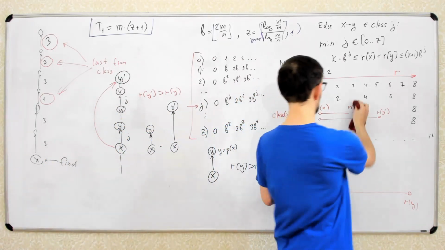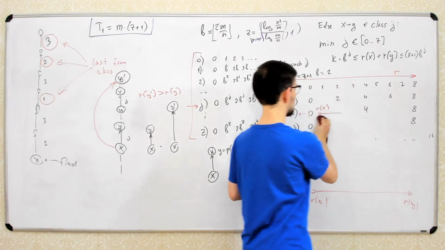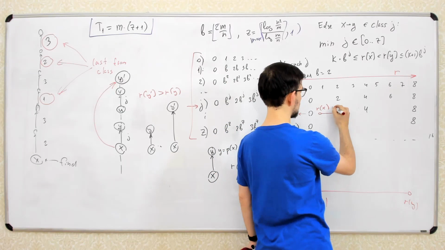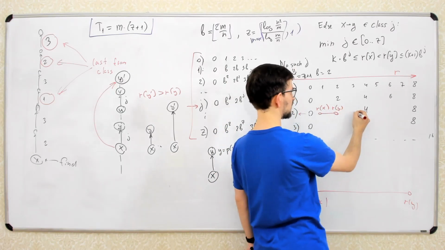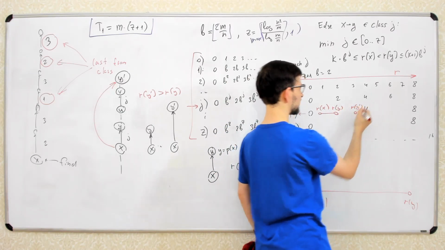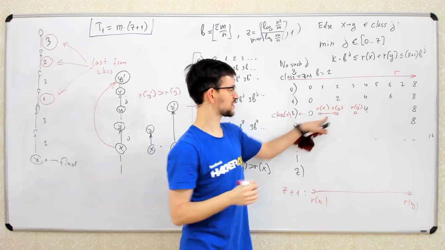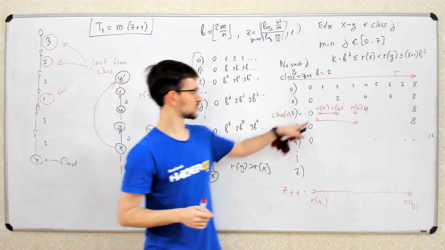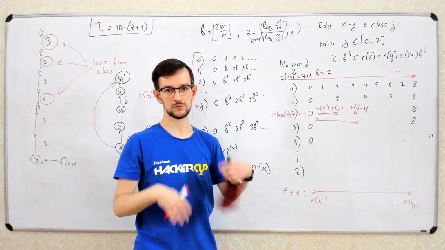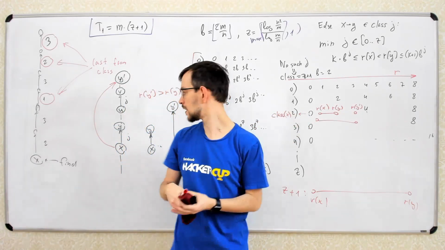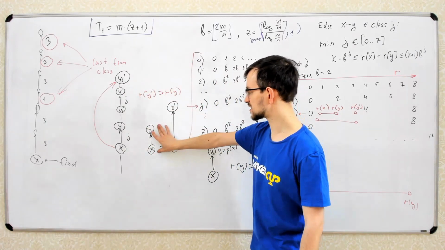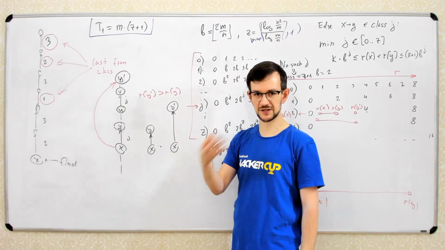You may have something like this: rank of y here and rank of y prime here. First you have this segment and now you have this segment, so it belongs to the same class. It's also possible. So when you make this path compression, this class may increase or may stay the same.